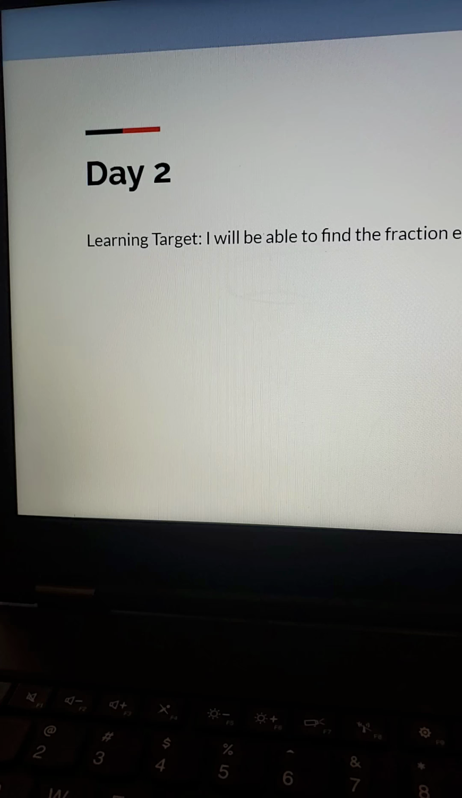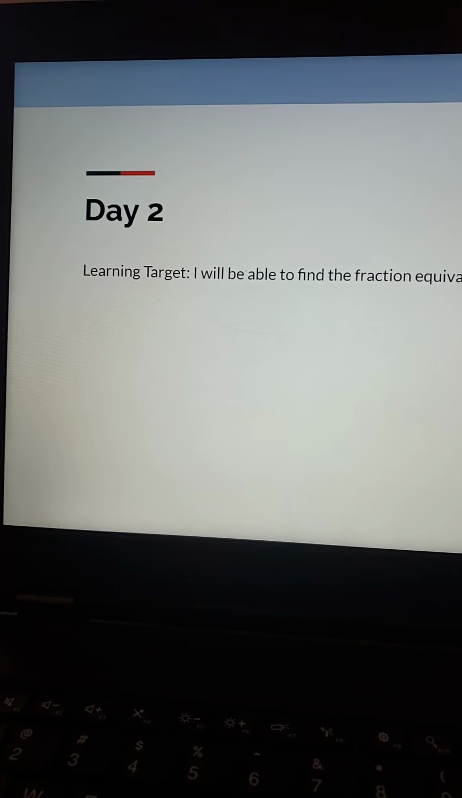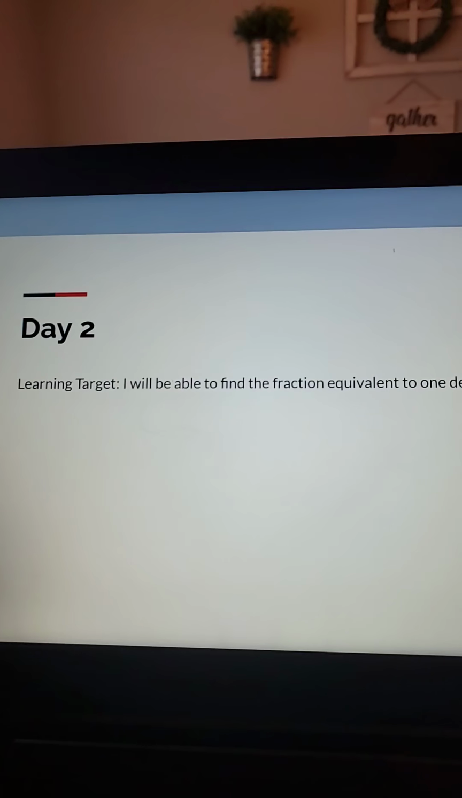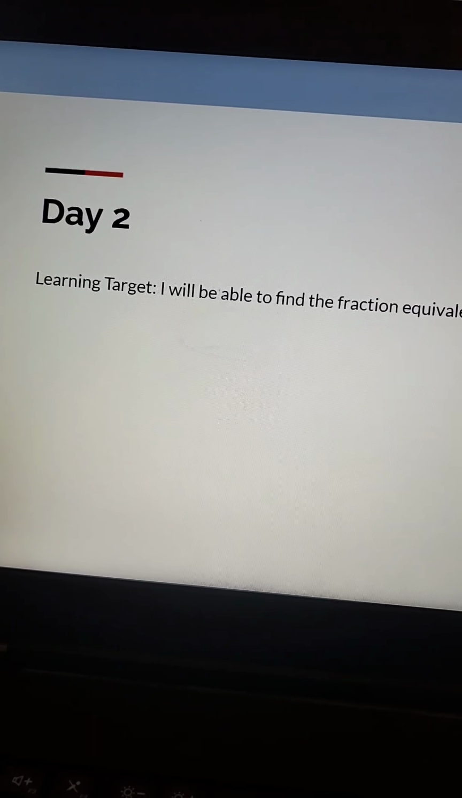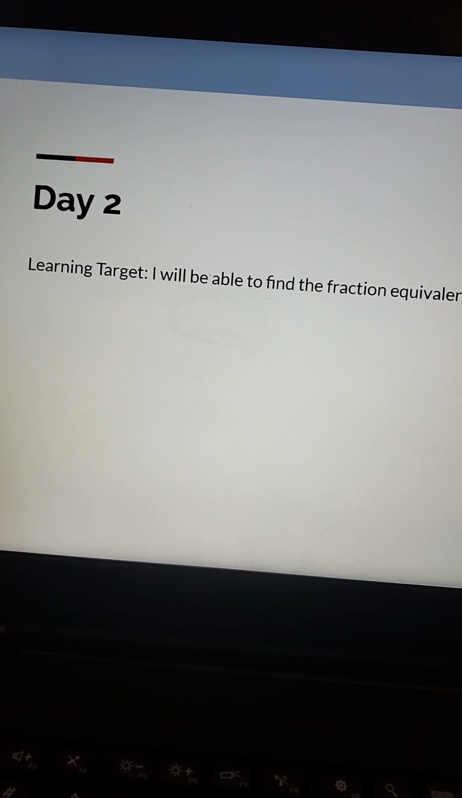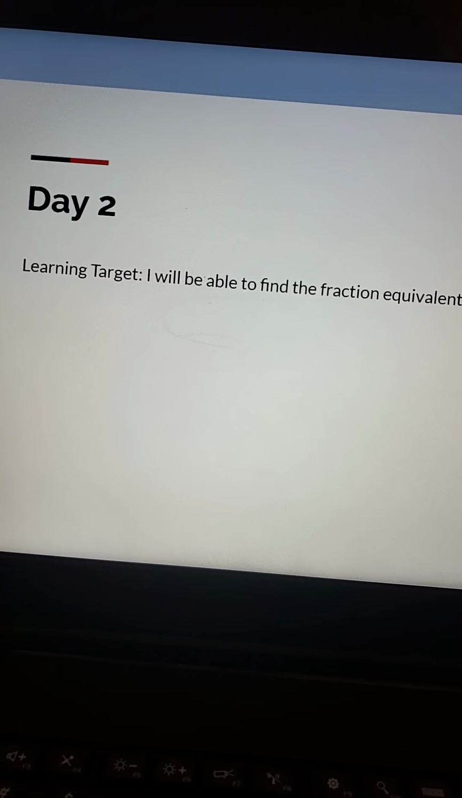Now it's time to do day 2, pose number 1. Day 2, pose number 1. As I'm looking at pose number 1, remember, Miss Smith will be doing pose number 1 and showing you what independent practice to do.